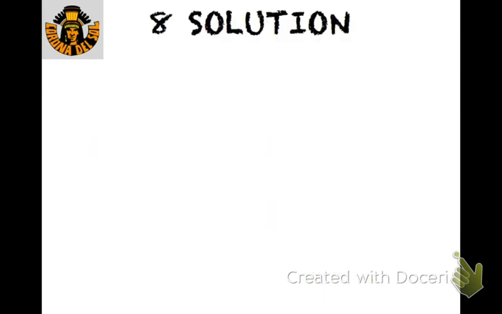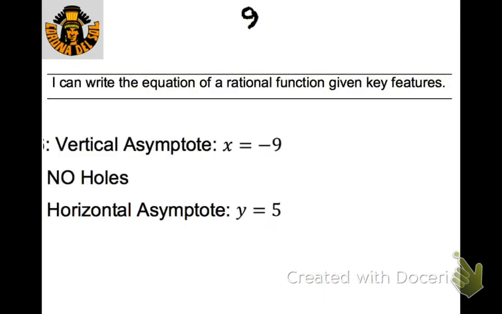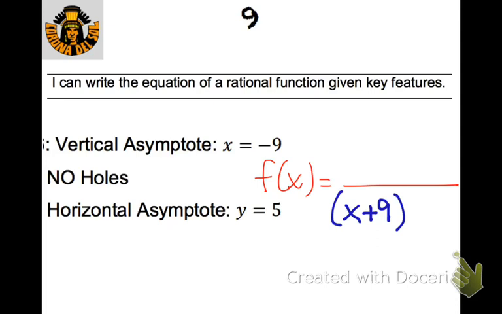All right, let's take a look at another one. So the vertical asymptote is x equals negative 9. So that means there's a factor on the bottom that is x plus 9. So check, that one's ready. No holes, so we don't have any factors in common on the top and the bottom.